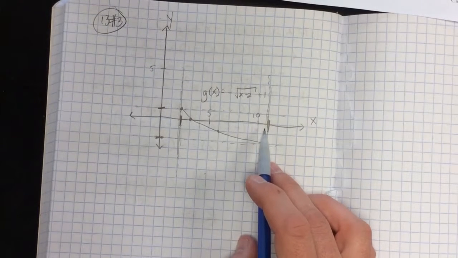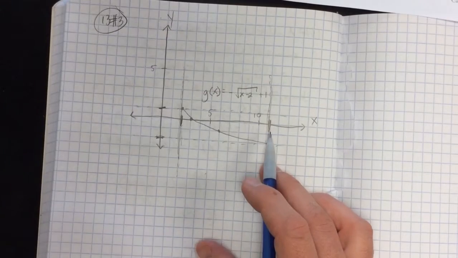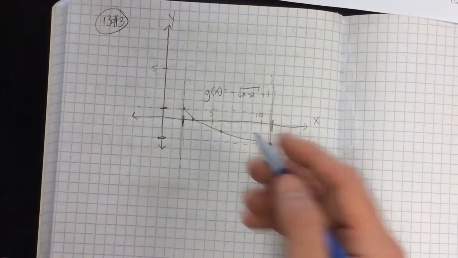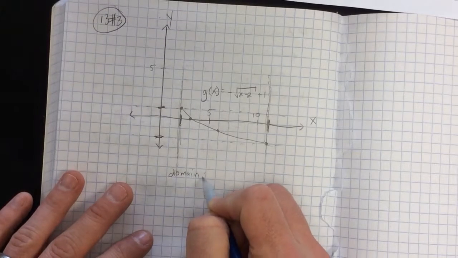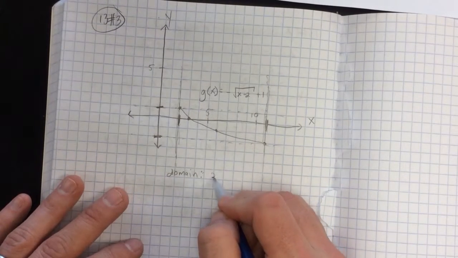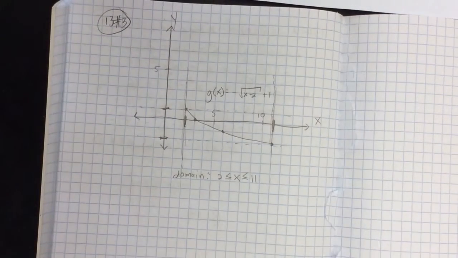So it says, what's the domain and range? Well, the domain is all of the inputs, all of the x values that you're putting into the function. So that's the answer: the domain is x is from 2 to 11. I mean, it told us the interval to graph it over.